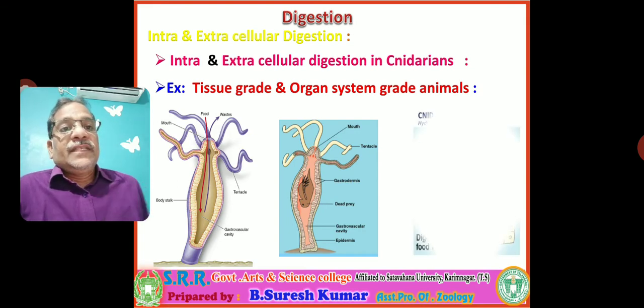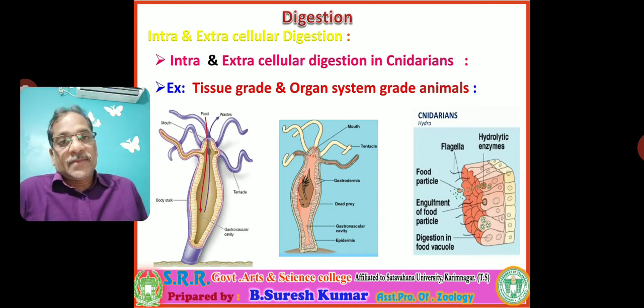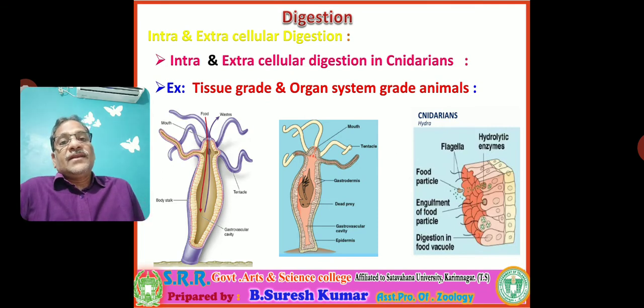You observe this visual, it is a section diagram. Clearly, flagellated cells are there. They are called nutritive epithelial muscular cells. In front of them, the food particles are present. The food particles are taken into that cell and digested inside the cell. So that is intracellular digestion.